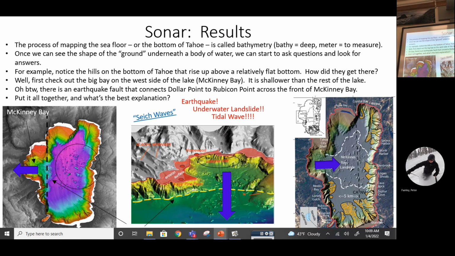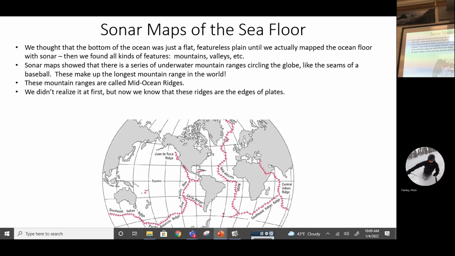Okay, so this is some of the information that we've discovered from bathymetry studying Lake Tahoe, huh? We can get more information about the ocean floor by mapping the entire ocean floor. And so this is what we come up with. So this is where it says evidence for plate tectonics 1, maps of the seafloor. You should summarize some stuff from this slide.